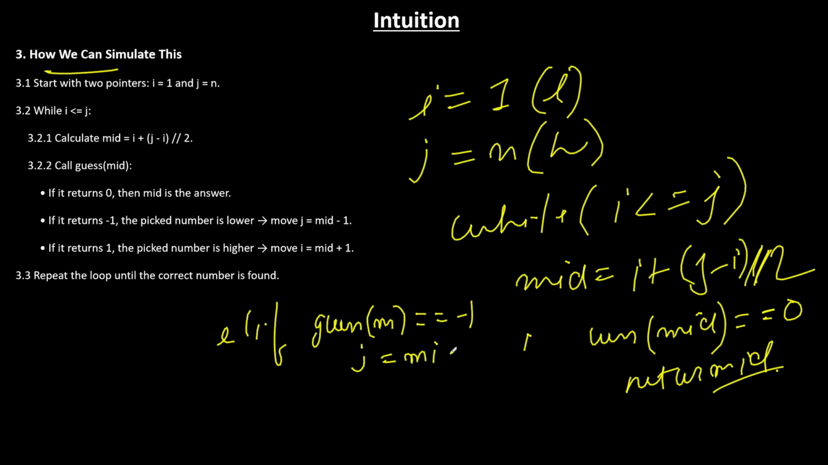So what we will do, we will remove the right search space, and else it is 1, right? Then we will do i equals to mid plus 1, removing the left search space, okay. This way we will do the simulation. So I hope you understood this.